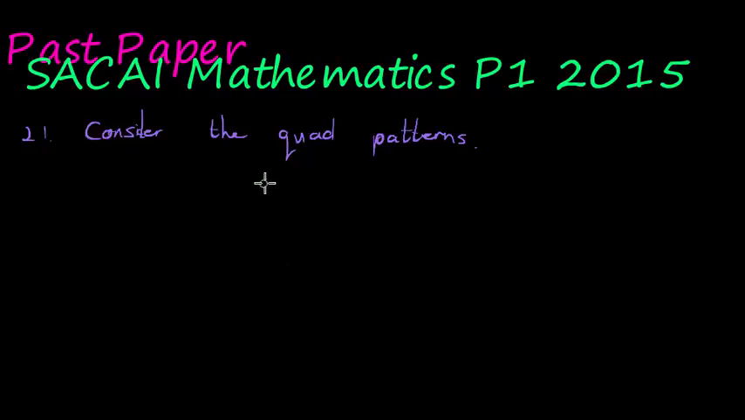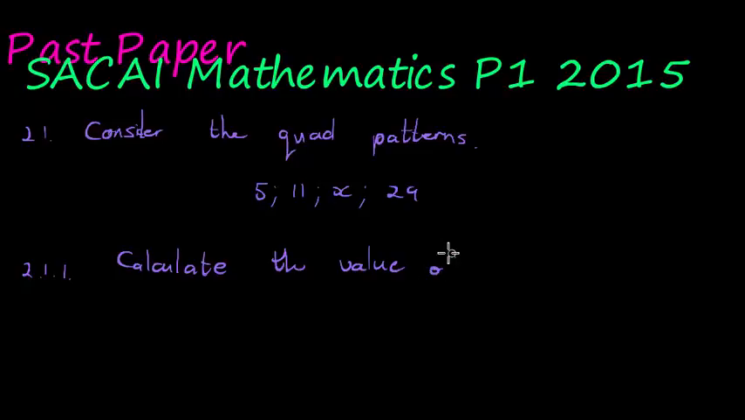They give us a quadratic number pattern: 5, 11, x, 29. First question, of course, they're going to ask you to find x. Calculate the value of x. Any ideas?